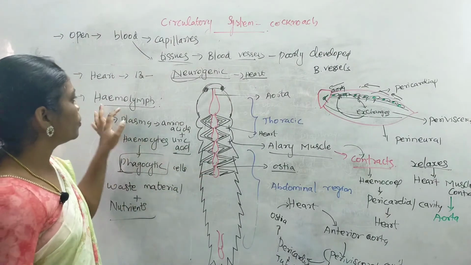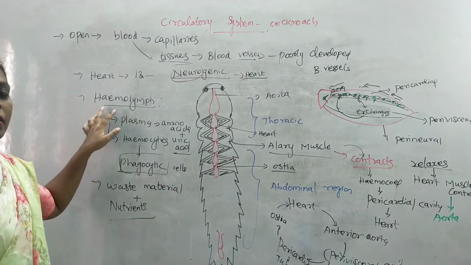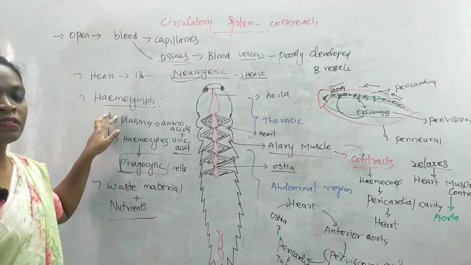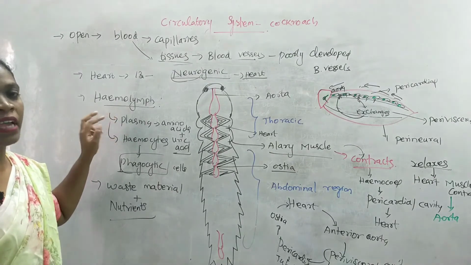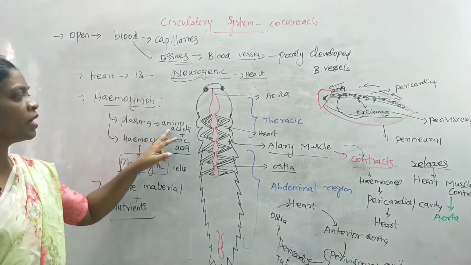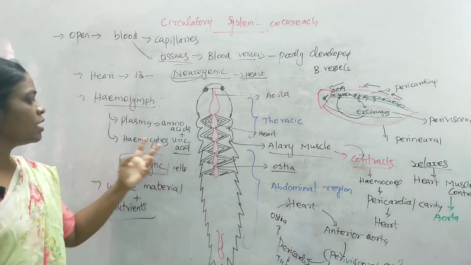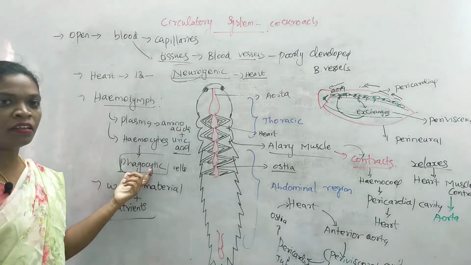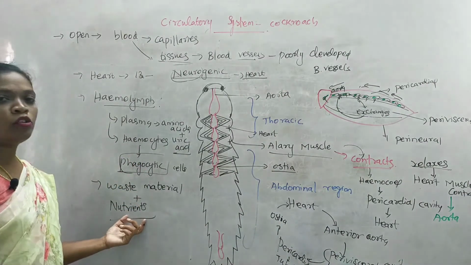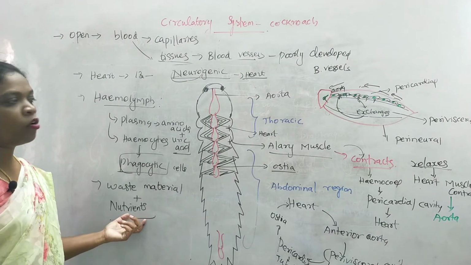And we learned that the hemolymph is a colorless blood as there is no respiratory pigment. It isn't involved in respiration or in binding with the respiratory gases. In turn, they carry plasma and hemocytes. The plasma contains amino acids and uric acid, and hemocytes are phagocytic in nature. And they collect only the waste material and they supply the nutrients to all regions of the organism.